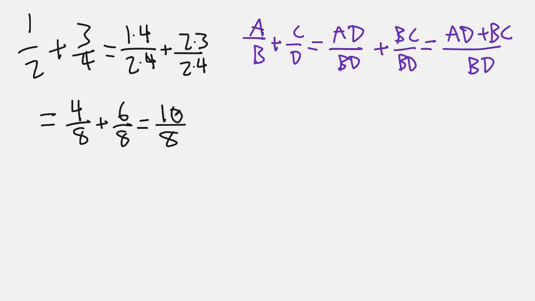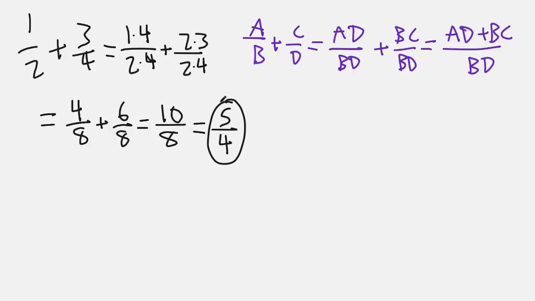Now here's the trick. If you use this method, you have to be very careful and make sure you reduce to lowest terms. So both the numerator and denominator are divisible by 2. So we do that. We divide the numerator by 2. So 10 divided by 2 is 5. And 8 divided by 2 is 4. So we have 5/4 as our answer.